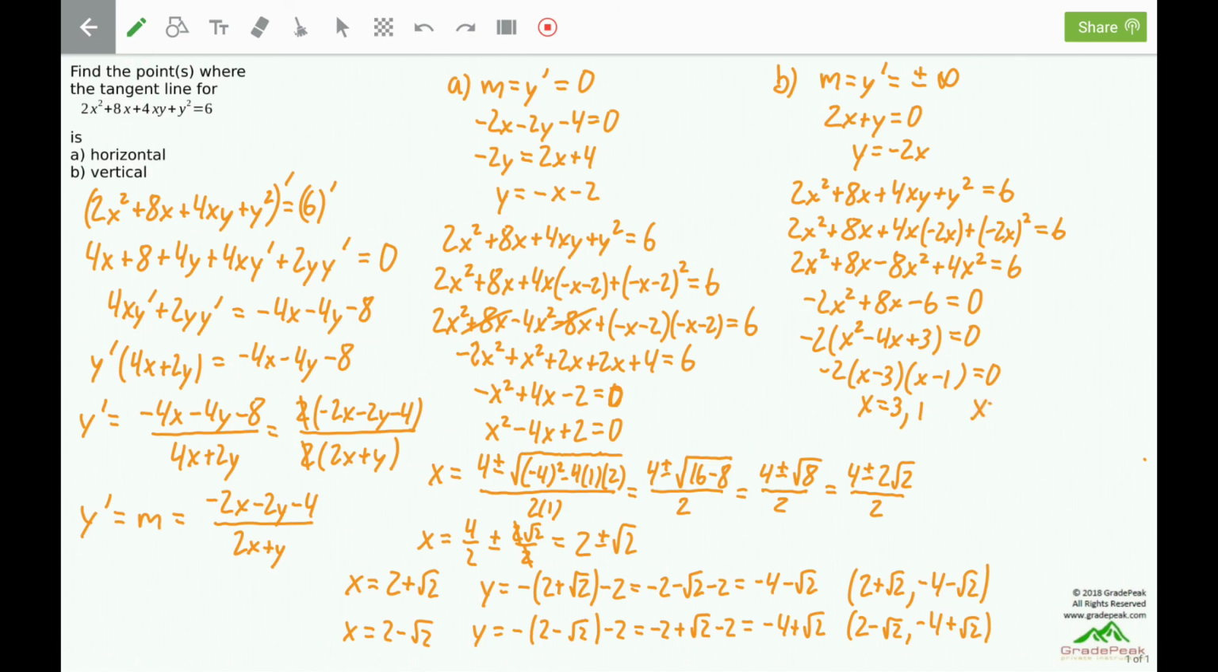So if we have x is a 3, the y will be negative 2 times 3, which is a negative 6. So we have the point of 3 comma negative 6. And if our x-coordinate is a 1, we have y equals negative 2 times 1, which is a negative 2. So you have an x-coordinate of 1 and a y-coordinate of negative 2. And there's the 2 points where the tangent line will be vertical.